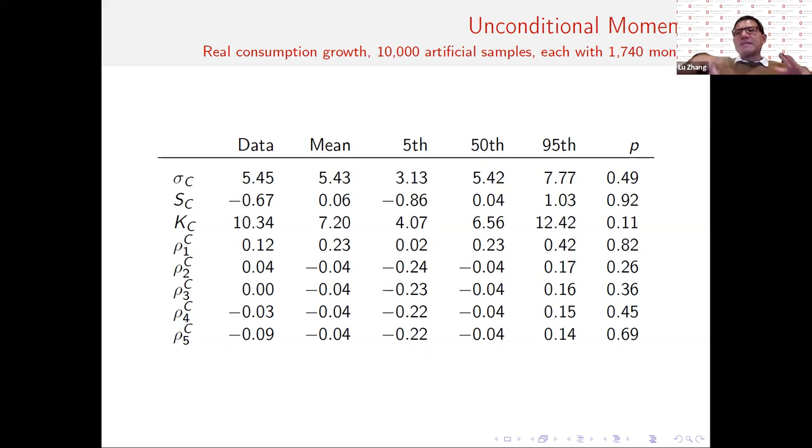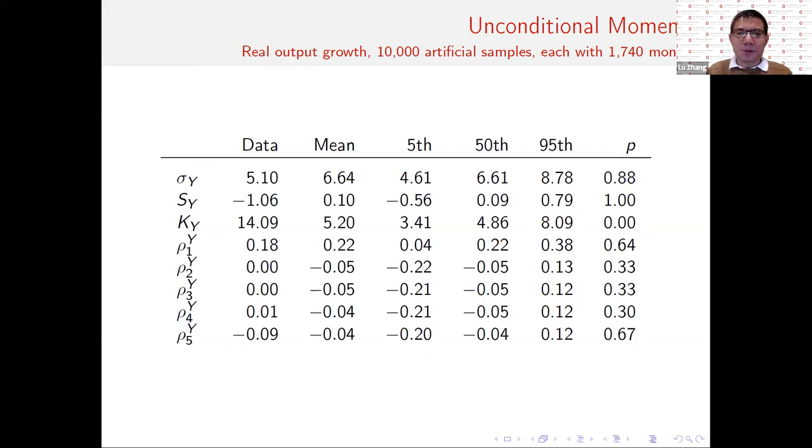Okay, so if the p-value is below 5% or higher than 95%, then we know the model is rejected, but in this case, none of the p-values are significant. So we say the model is doing an okay job matching basic consumption dynamics.